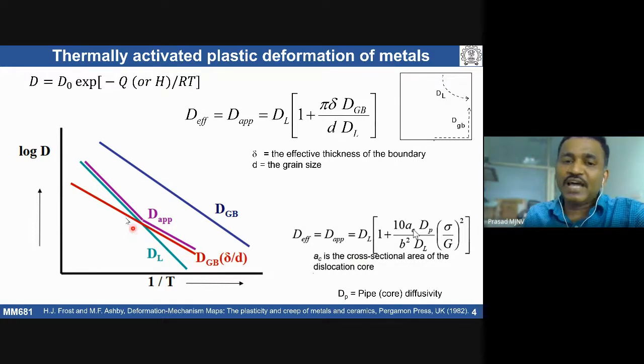Typically, at high temperatures we do see lattice diffusion is the rate control mechanism. At low temperatures, either grain boundary diffusivity or pipe diffusivity is the rate control mechanism. This is only in terms of a temperature effect. We are talking about how temperature can play a role in diffusion. Once you go to higher and higher temperatures, diffusion is an important concept. Diffusion of atoms has to be considered even when you apply stress at high temperatures, for the plastic deformation of the materials.